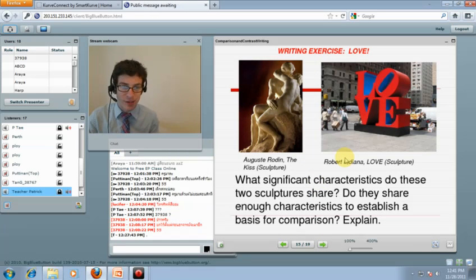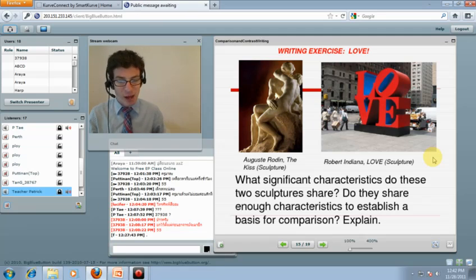Okay, writing exercise, and we're going to go over this. Love. What you see here are two sculptures. One by Auguste Rodin, the French sculptor. It's called The Kiss. And the other one is by Robert Indiana, an American sculptor, and it's called Love. Okay, what significant characteristics do these two sculptures share? And do they share enough to establish a basis for comparison?